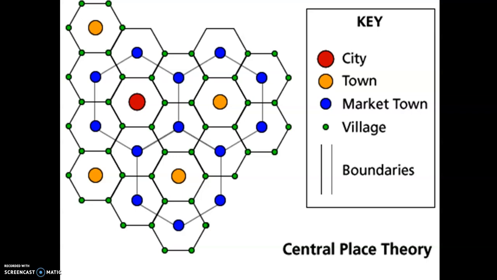Now, the primary purpose of a settlement or a market town, according to central place theory, is creating goods and services for the surrounding market area, which they call the hinterland. Such towns are centrally located and are called central places.